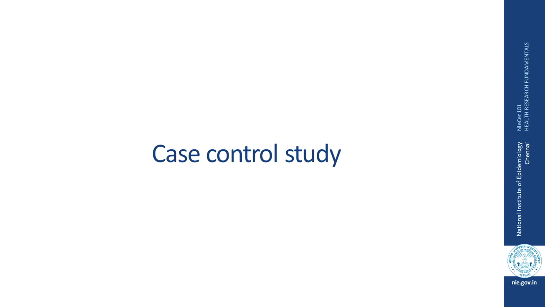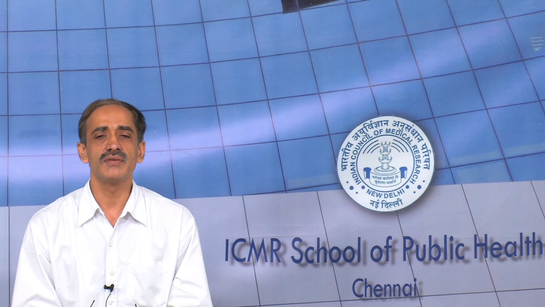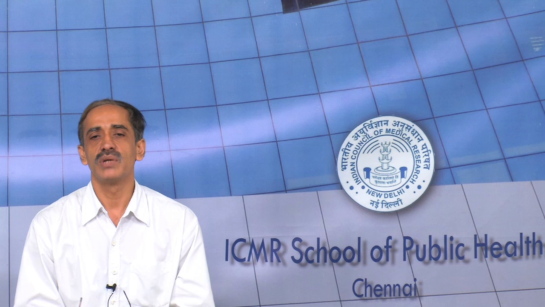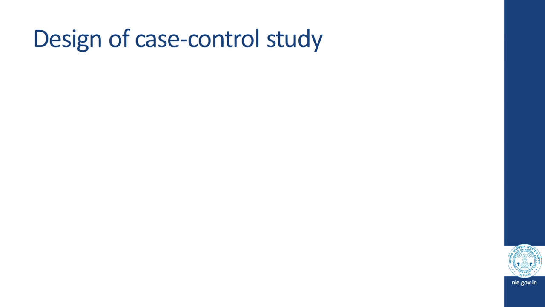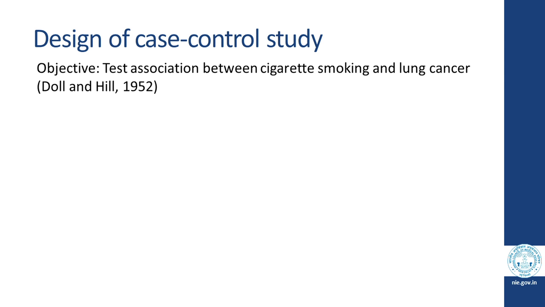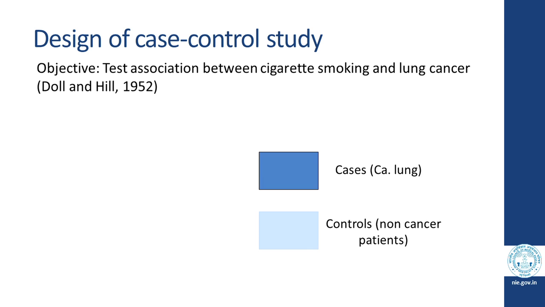Let us now see the case control study. Case control studies are exactly opposite to that of cohort study when it comes to the direction or logic of the study. Let us first see the design of case control study. To explain the design, I will use the example of one of the very old case control studies conducted by Doll and Hill. The objective of this study was to test the association between cigarette smoking and lung cancer. As the name suggests, case control, we start with selecting cases, and control is the one who does not have the disease in question. So, the first step is selecting cases.